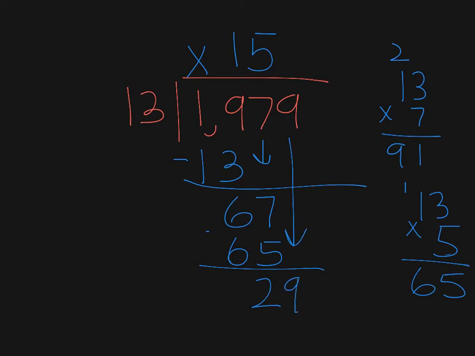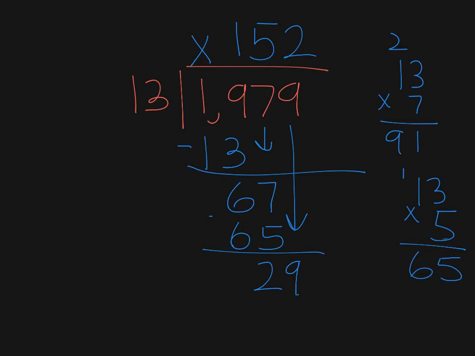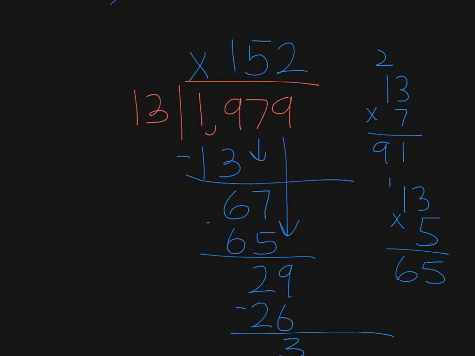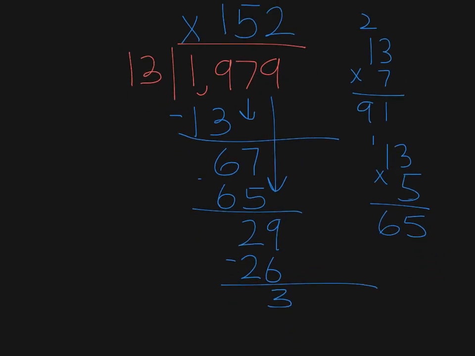And 13 can go into 29 twice. Actually, not twice, I'm sorry. No, I am right, it is twice. If you do it 3 times, that'll be 39. So it is going to be twice. And that will give us 26. And then if I do 29 minus 26, I'll get 3. Now here's the part. Now your answer could be 152 remainder 3 because there's 3 left.